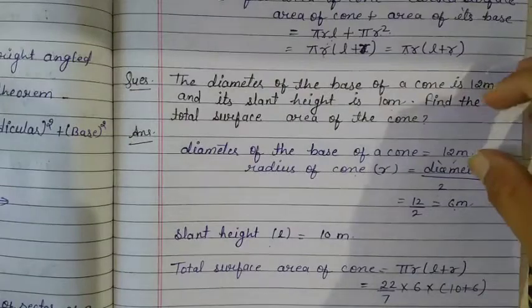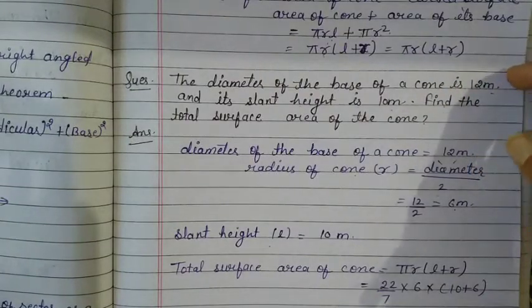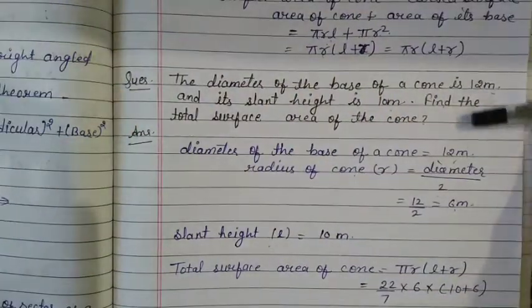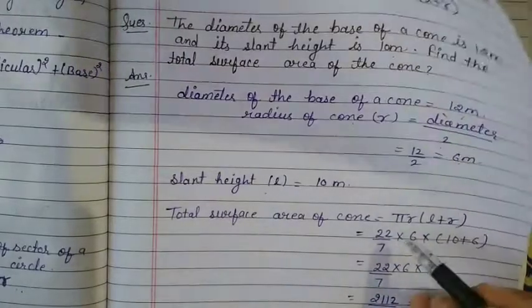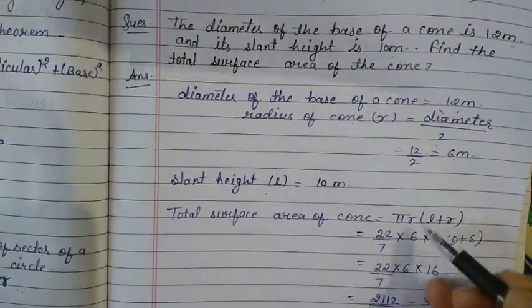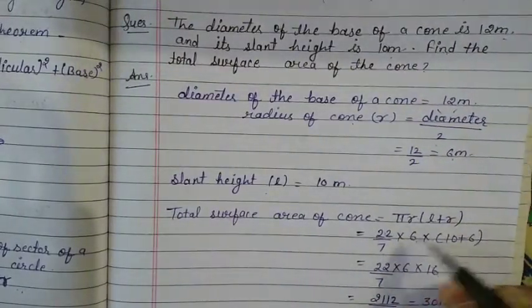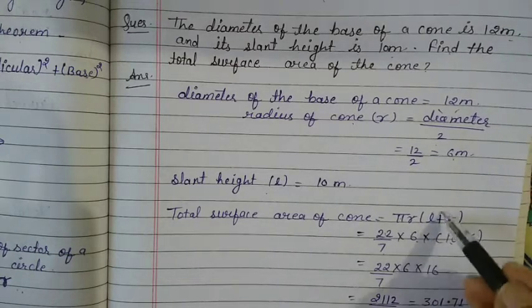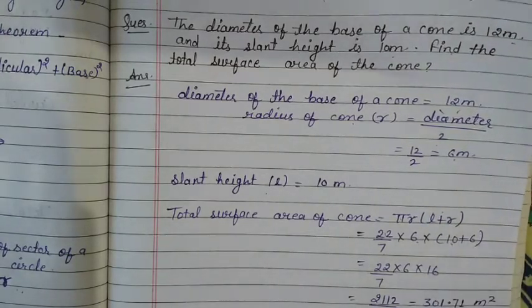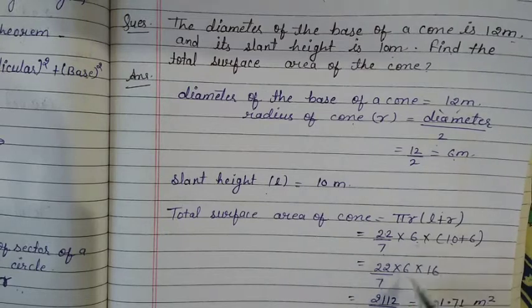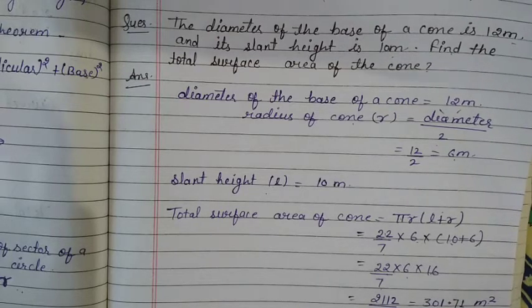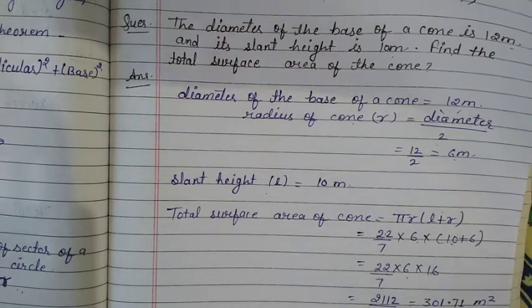So the total surface area of a cone equals pi r into L plus r. Pi is 22 upon 7, r is 6 meter, L equals 10 meter. So 22 upon 7 into 6 into 10 plus 6, which equals 16. When we solve it, we get our answer: 301.71 meter square.